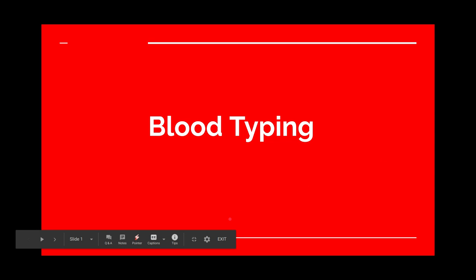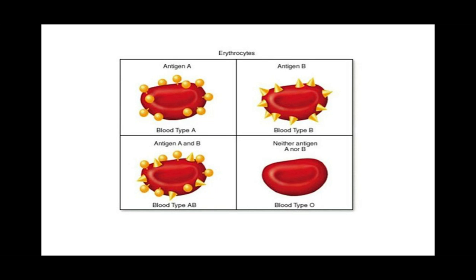Hello everyone, so today we'll be talking about blood typing. Blood typing is the method by which we determine the blood type of the patient. This is important in blood transfusions. As we know, there are four blood types: A, B, AB, and O.